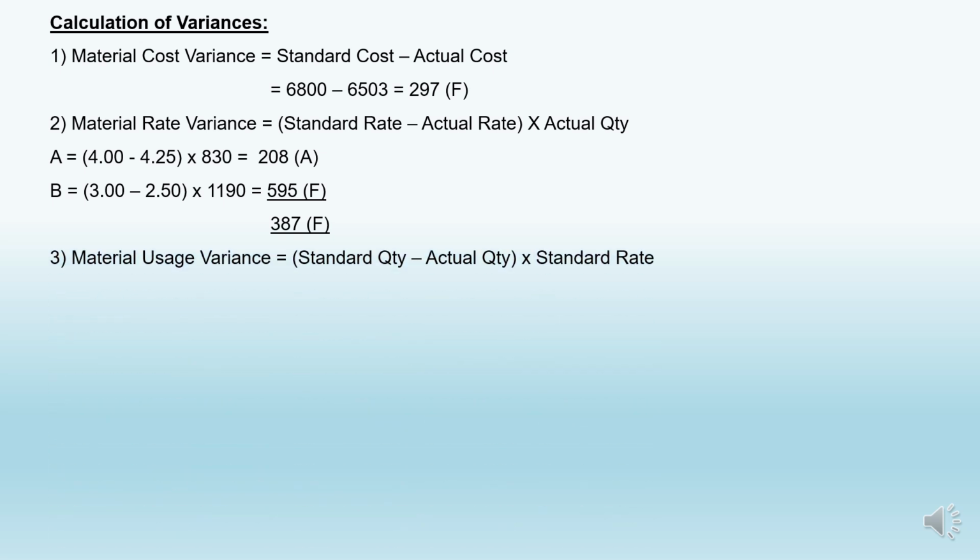When we go for material usage variance, again we will do it for A and B separately. Here the adverse is 120 and the favorable is 30.